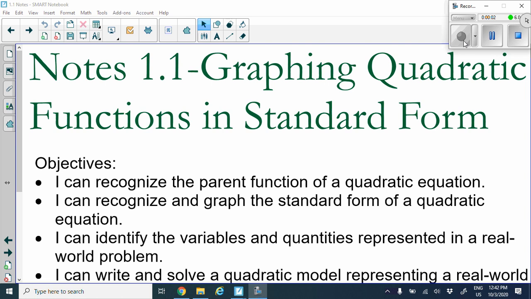Hey guys, so here are the notes for 1.1. We are going into quadratic functions. And for this one, we are going to be graphing first. So for this one, we're going to be graphing quadratic functions in standard form.